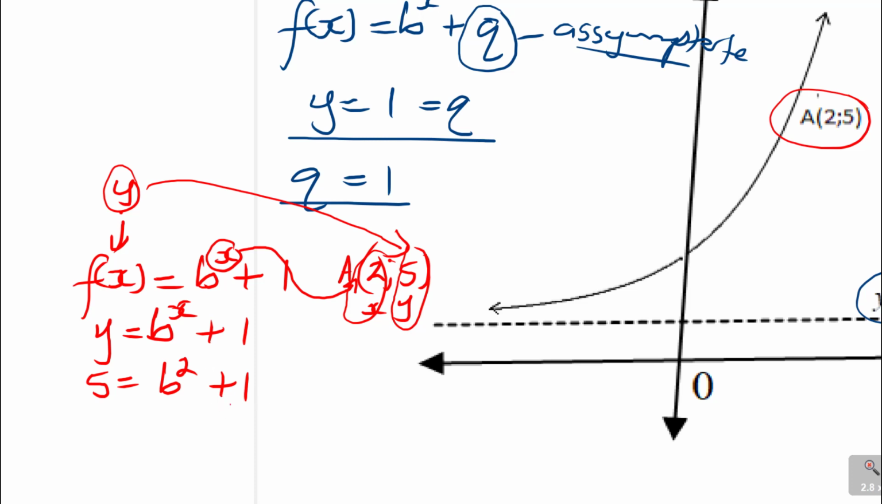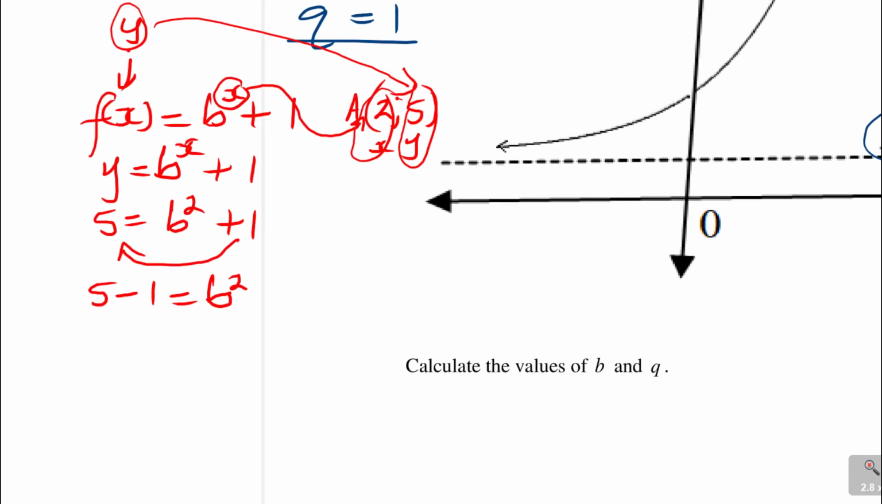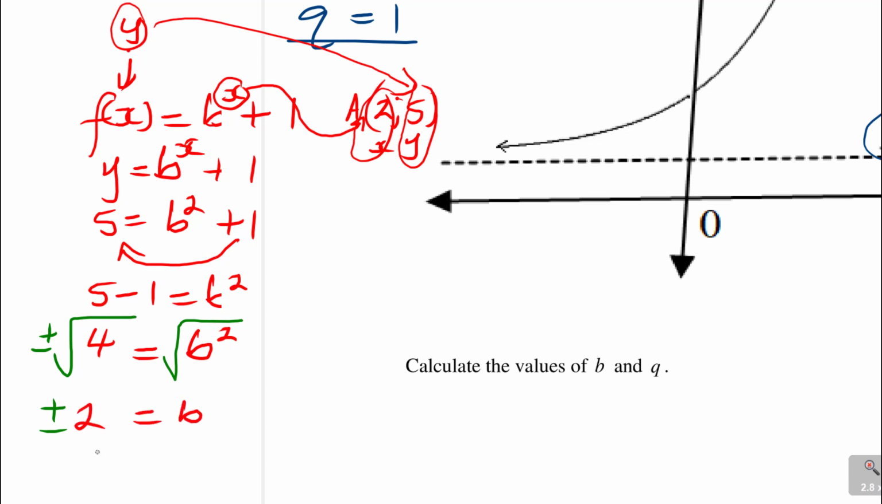Now plus 1 can go and join 5 so that it becomes 5 minus 1. Then it will give us what? b squared. Are you seeing that? Now what is 5 minus 1? It's 4 is equal to b squared. How do you get rid of the square? Remember, to get rid of the square, you square root both sides. You square root, but when you square root, you say plus or minus. What is square root of 4? Plus or minus 2. In this case, plus or minus 2 is equal to b.